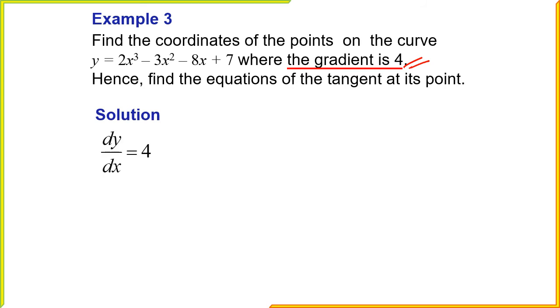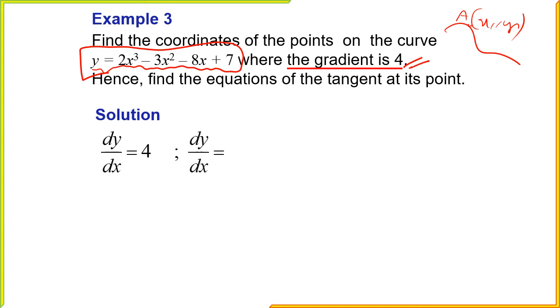So we want to find the points where the gradient is equal to 4, which means that the point A here is (x1, y1). Okay, so what is dy/dx? We don't know dy/dx, but we know what y is. So from y, to find dy/dx, it's equal to 6x squared minus 6x minus 8. So this 6x squared minus 6x minus 8 is equal to 4. We compare dy/dx with the value given here, which is the gradient equal to 4.